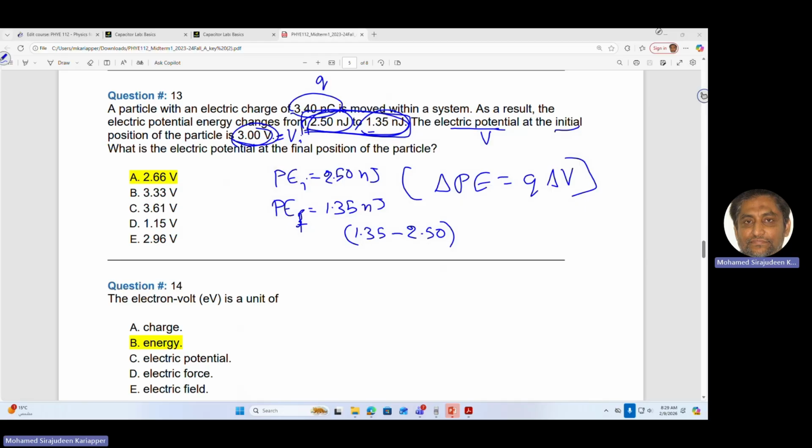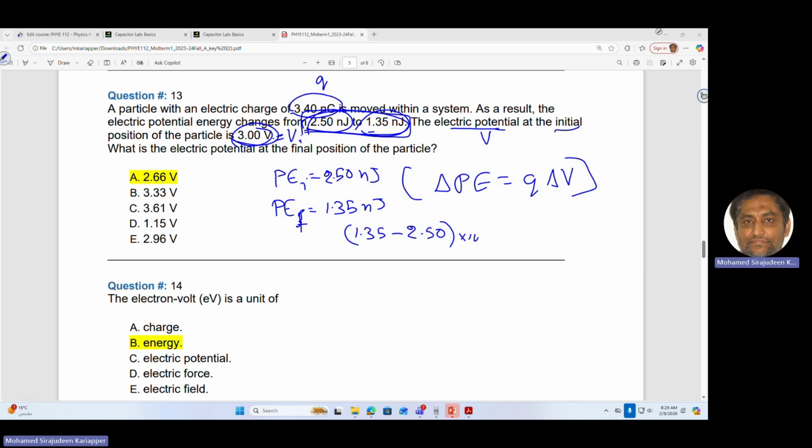Milli is 10 to the minus 3. Micro is 10 to the minus 6. Nano is 10 to the power minus 9. Also on the positive side, kilo is 10 to the plus 3. Mega is 10 to the power 6. Giga is 10 to the power 9. These 3, 6, 9 up and down you should memorize.